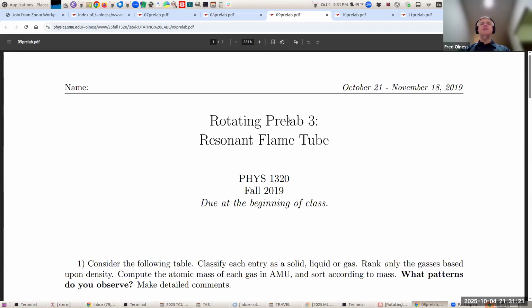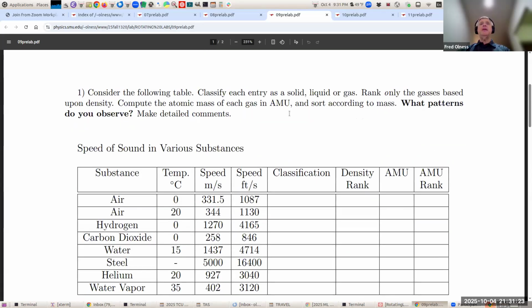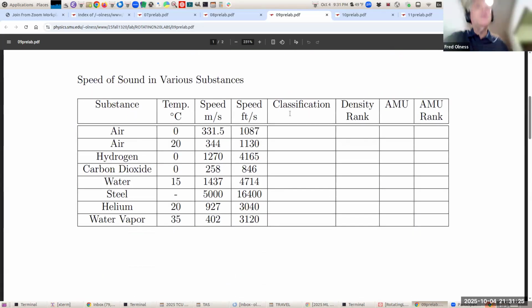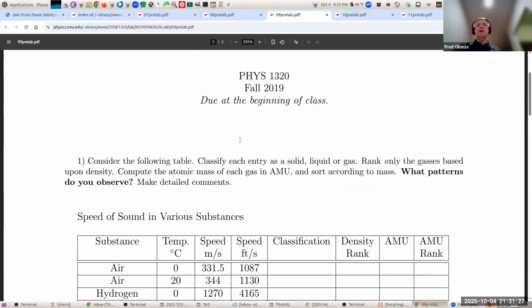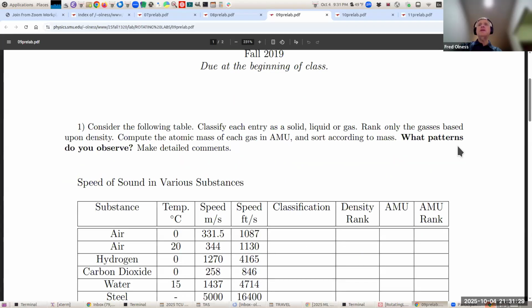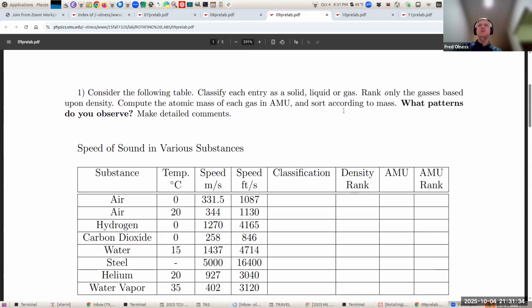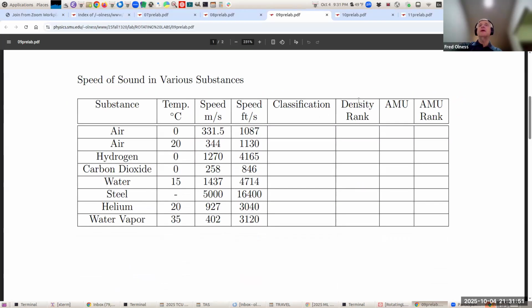Number 9, the resonant flame tube. Here, what I want you to do is classify which of these are solid, liquid, or gas. Because this is from the book, they give everything all mixed together, with no patterns. We want to look at the gases only, and sort them according to the AMU. That's a simple way of sorting relative to the mass. And what patterns do you observe?